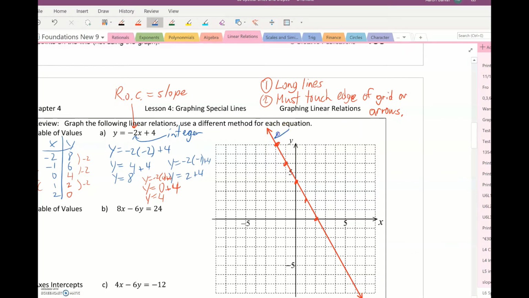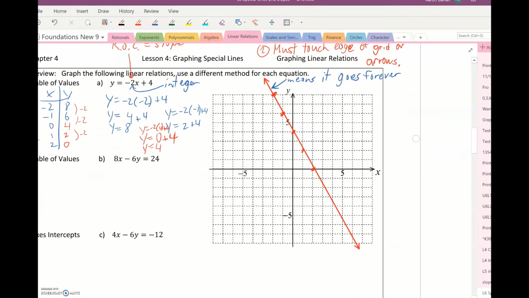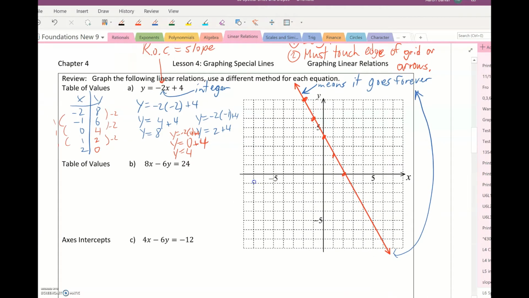So this means it goes forever. You're not just connecting the dots. You're making a line based on the points that are plotted. So that means it goes forever as well. Crossing the grid here also means it goes forever. So you got to indicate that.